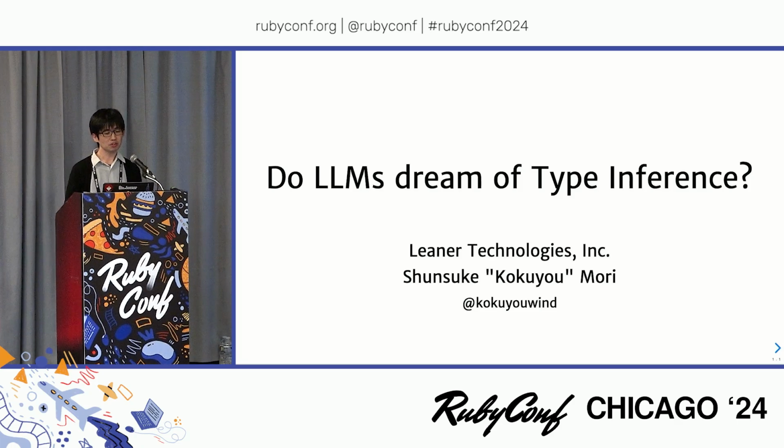I'm excited to be at RubyConf to talk about LLM-based type inference. LLM stands for large language models such as ChatGPT. Can LLMs be used for type inference? And can we determine how capable it is? To answer those questions, let's dive into our session. Do LLMs dream of type inference?